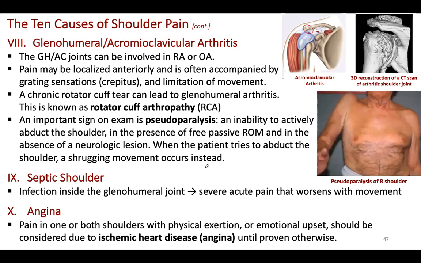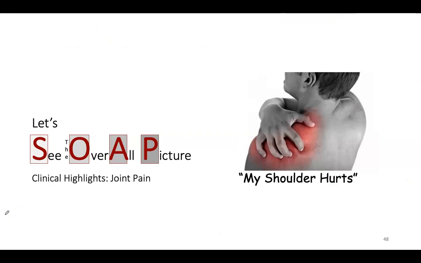And last one, don't forget that you can get pain in the left shoulder when you have angina, ischemic heart disease, and pain in the right shoulder if you have gallbladder problem. Okay, so pain of the shoulder can be coming from the heart, actually. So these are the 10 causes of shoulder pain. So let's see the overall picture.